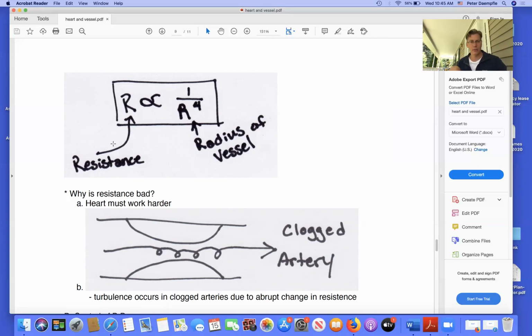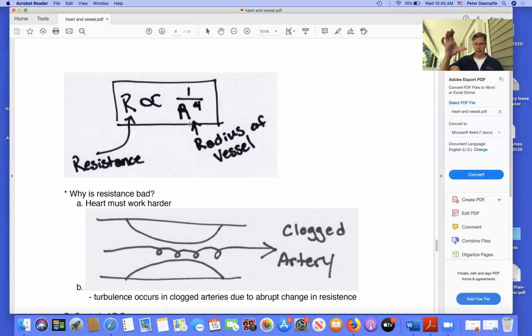Resistance happens to be, as you can see here from this equation, directly proportional. The little fish symbol means directly proportional. Resistance is directly proportional to 1 over the radius of the vessel to the 4th power. So that's a huge number. As you decrease the radius of the vessel, let's say you go from 2 to 1, you make the resistance much, much bigger.